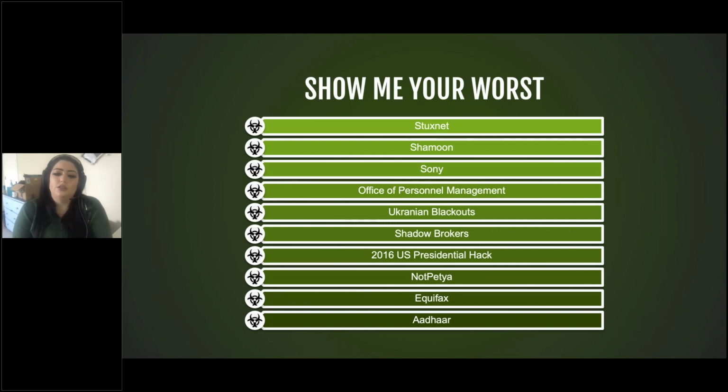So in contrast to the worst pandemic viruses, here are some of the worst malware and/or massive data breaches that have struck around the world. We have Stuxnet, which was created by the US government and Israel. It was a worm that was used in 2010. It was the first malware to physically damage equipment. So it targeted Microsoft Windows and located Siemens Step 7 in order to manipulate PLCs.